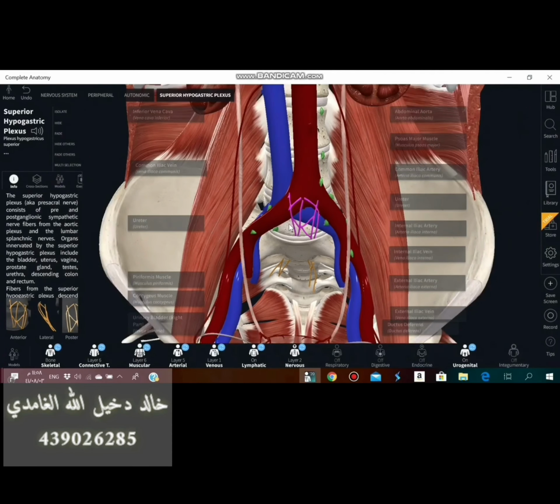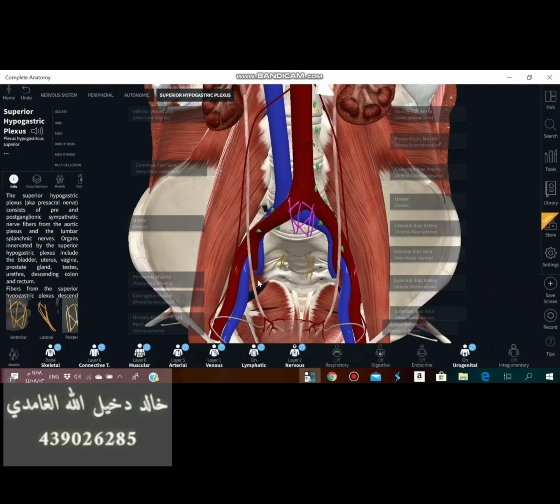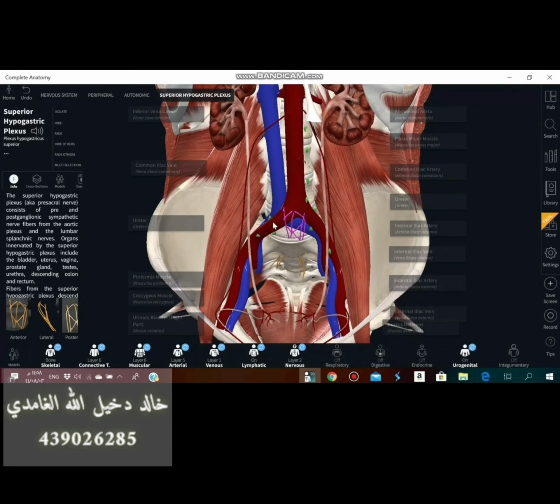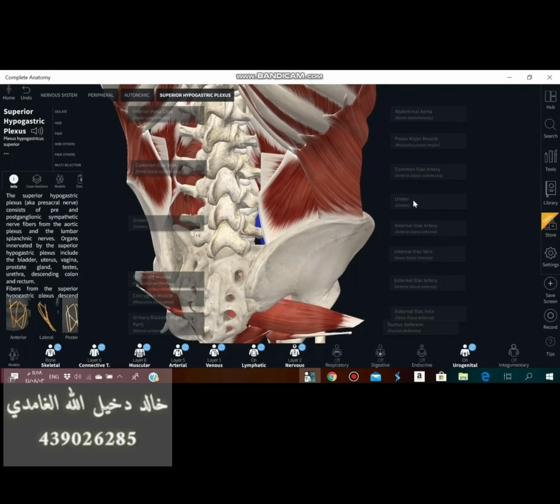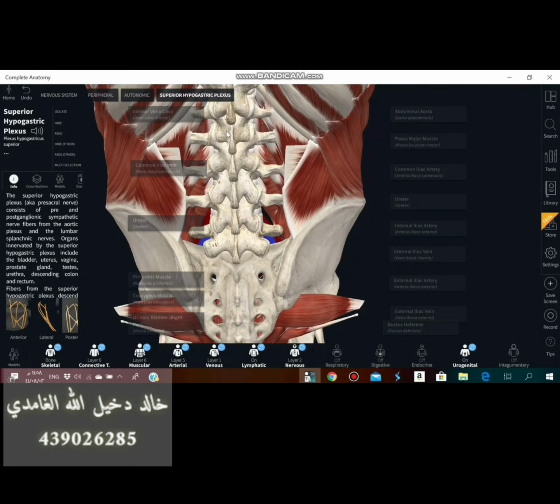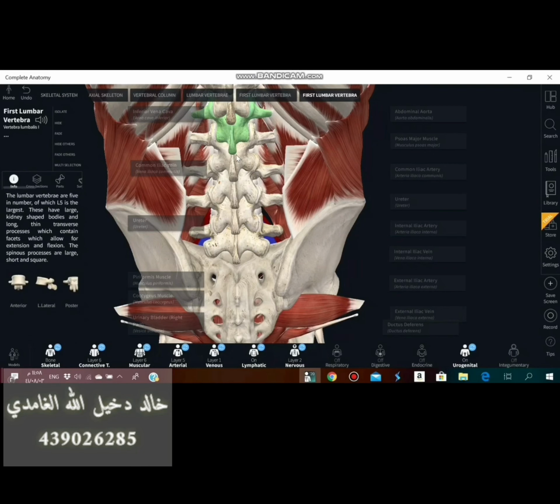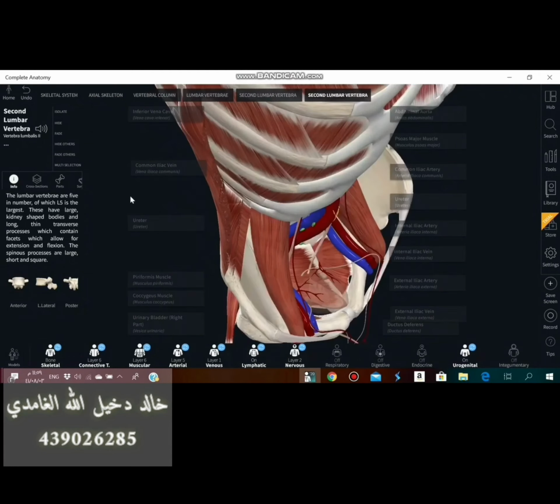These also supply nerves to the ureters, and the afferent fibers travel with the sympathetic nerves and enter the spinal cord from the first and second lumbar segments. I hope I cover everything.